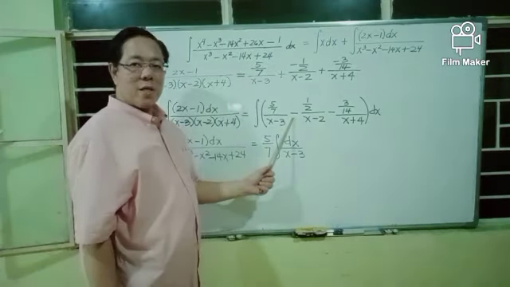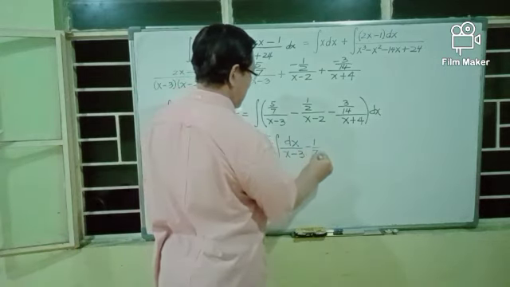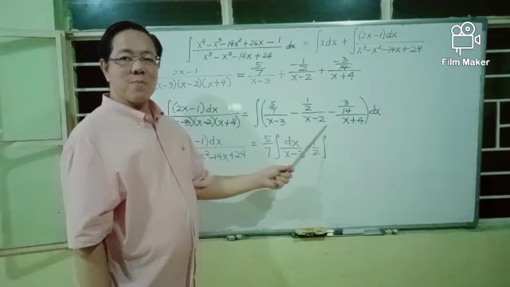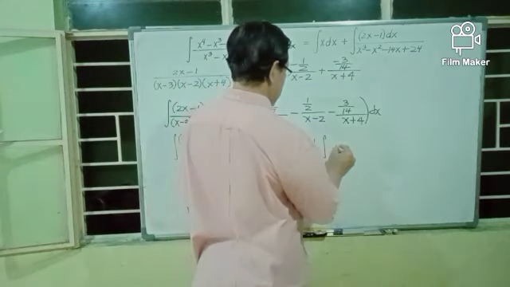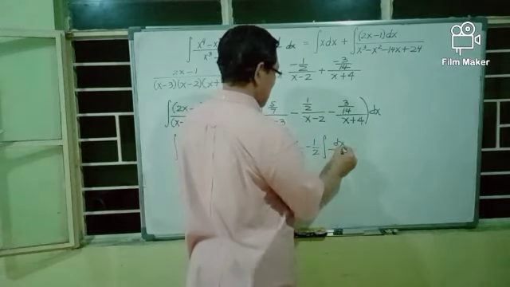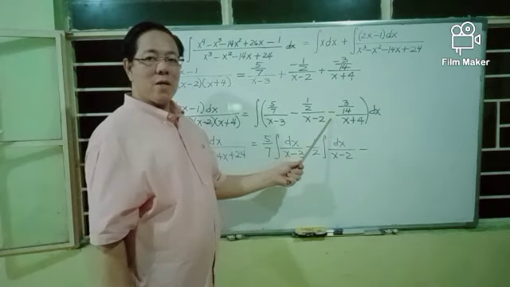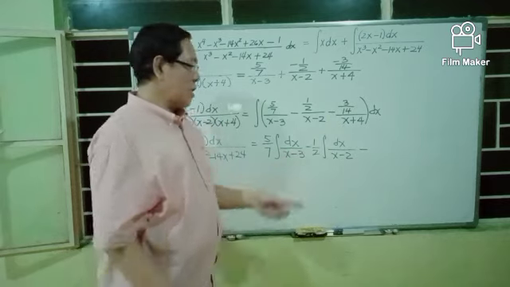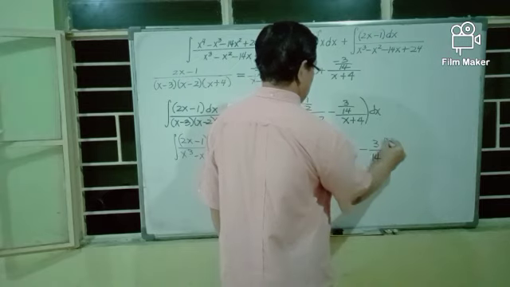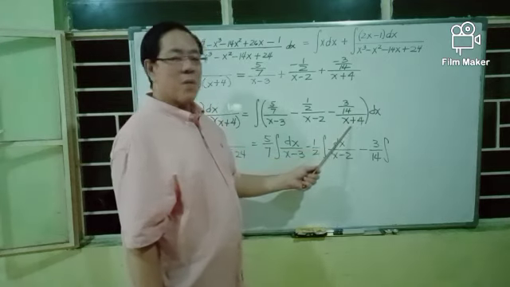And the second term, minus the constant 1/2 times the integral of 1 over x minus 2 with respect to x. The last term is minus the constant 3 over 14 times the integral of dx over x plus 4.